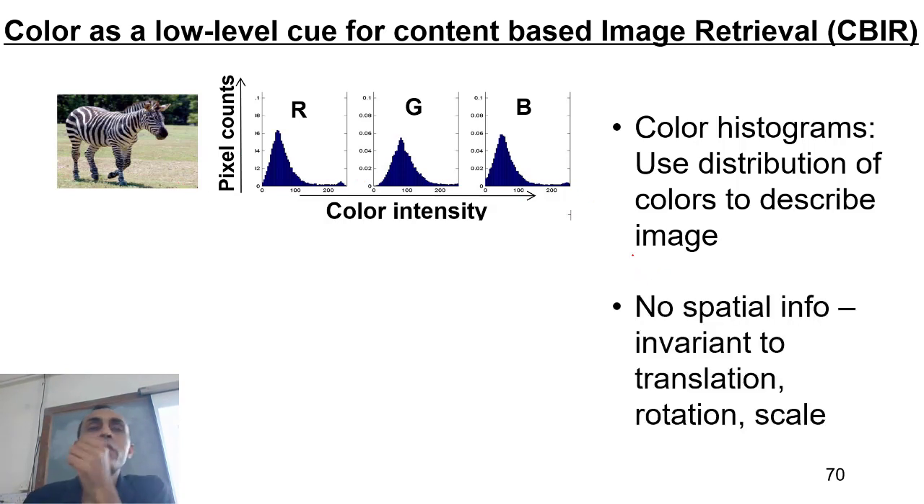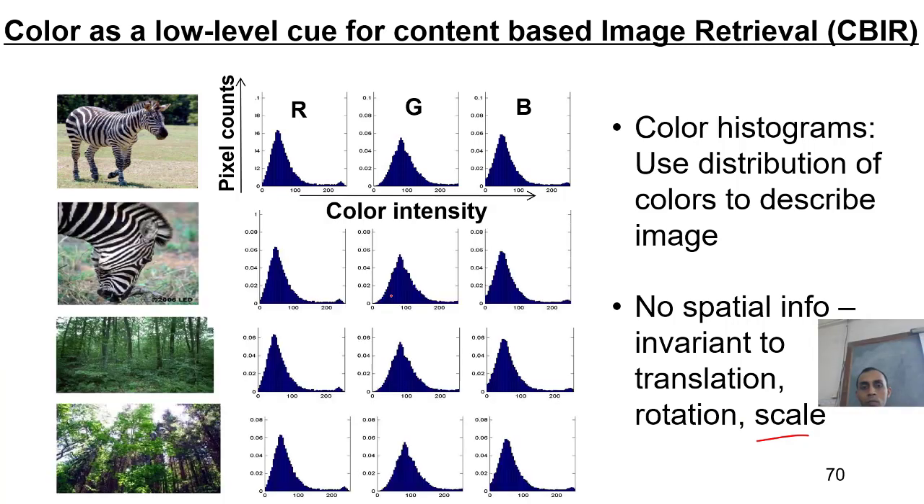Now the advantage of using histogram as a descriptor is that it is a global descriptor. It is invariant to translation, rotation, scale. So if the image has been rotated or translated, the object has been translated, or scale factor has been changed, the histogram will not change so much. Scale it may change a little bit, but with translation and rotation, the histogram remains unaffected.